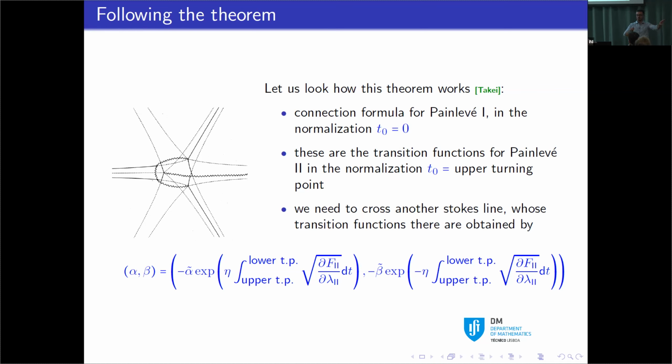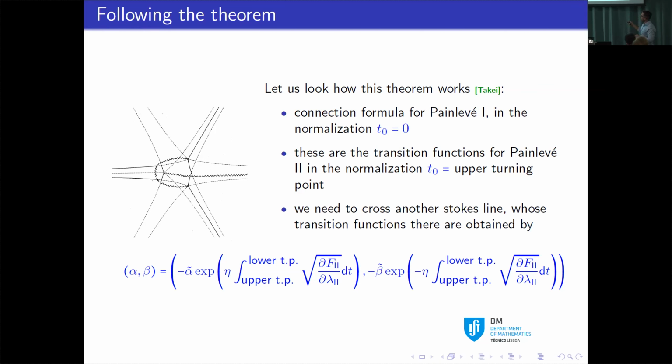And this connection formula is the same one as in the case of Painlevé I. The only thing that we have to change is that the normalization that we choose for the Painlevé II equation is a very specific one. So this Painlevé I transition function that goes into Painlevé II is only valid if you choose the correct normalization. And then you basically have to connect this to the way in which we wrote the transseries.